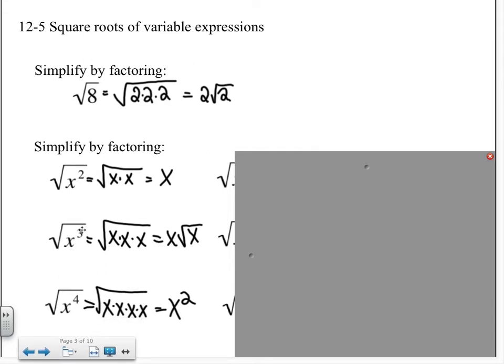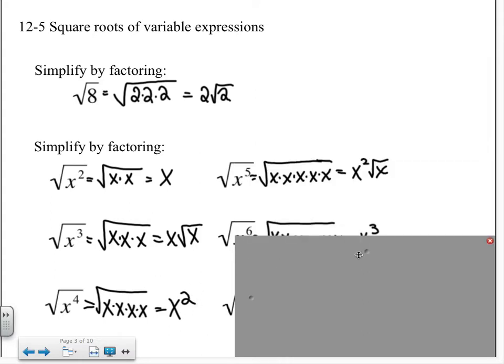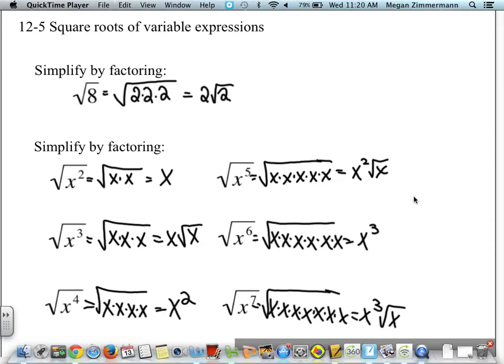So the square root of x cubed, there's one pair of x's that we could pull out, so it would be x root x. X to the fourth, there's two pairs of x's to pull out, so it's x squared. And the same thing would happen with x to the fifth, x to the sixth, x to the seventh, and so on and so forth. So you're just looking for how many pairs of x's you can pull out. A little shortcut that we talked about in class is you just take the exponent and divide it by 2. So for example, x to the fifth, 5 divided by 2 is 2, so you know you can take out an x squared, and then there's a remainder of 1, so there's just one x left underneath the square root. So that'll work for any of them.